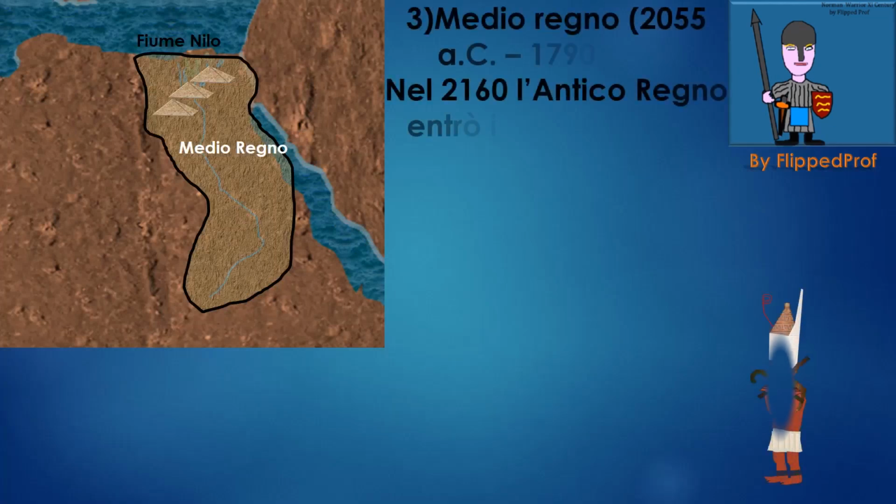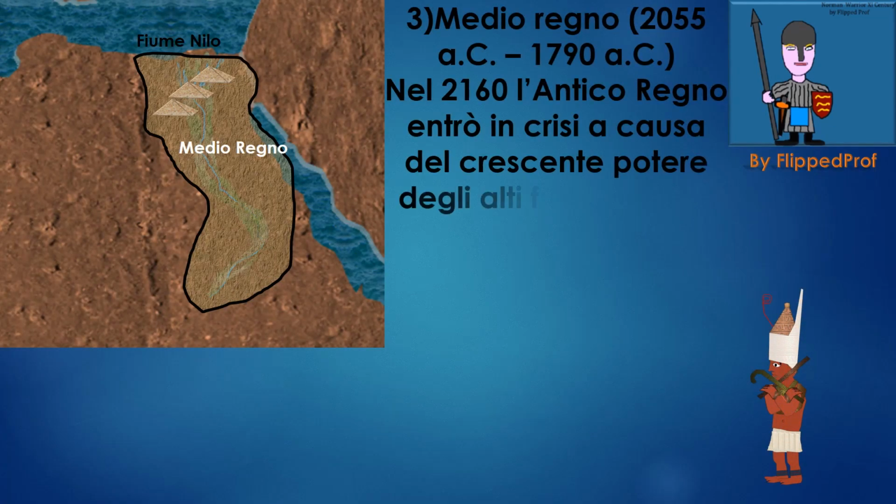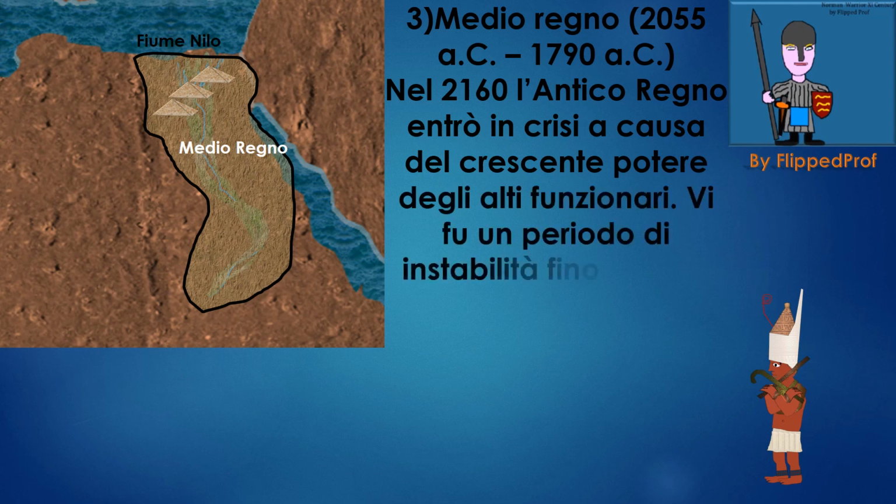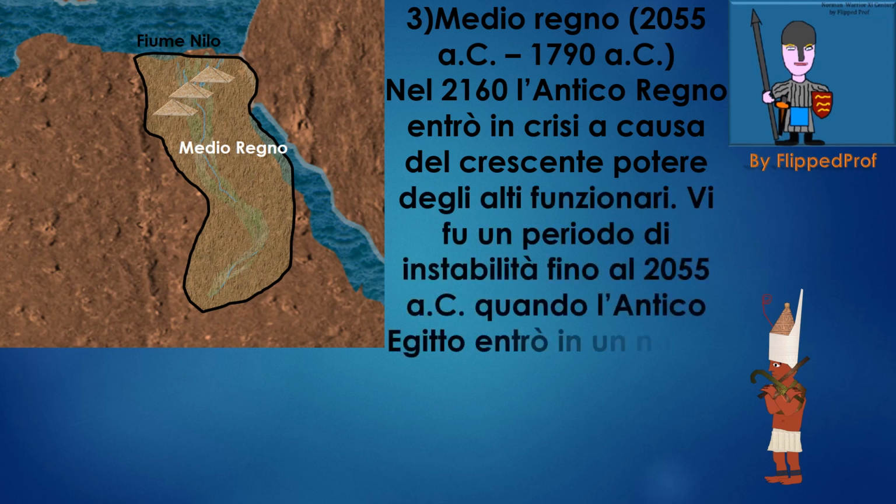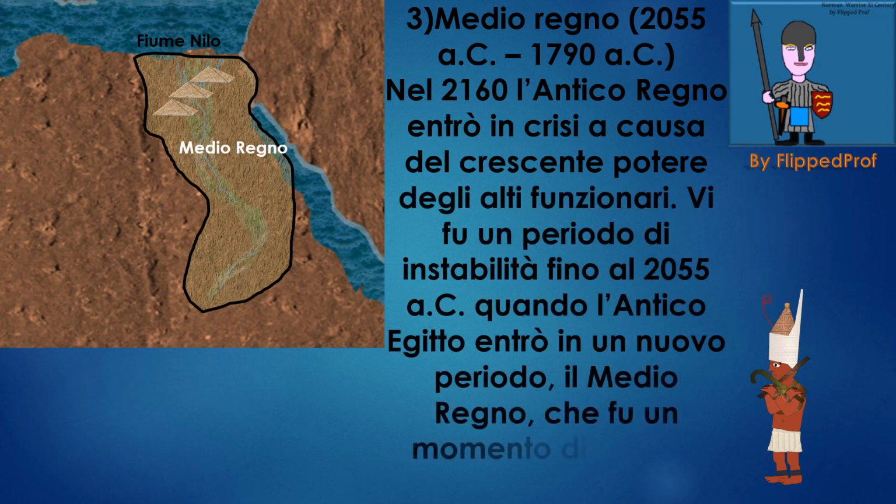Middle Kingdom, 3rd period, 2055 BC to 1790 BC. In 2160 BC, the ancient kingdom comes into crisis because of the growing power of high officials. There was a period of instability until 2055 BC, when ancient Egypt entered a new period, the Middle Kingdom, which was a time of great prosperity.